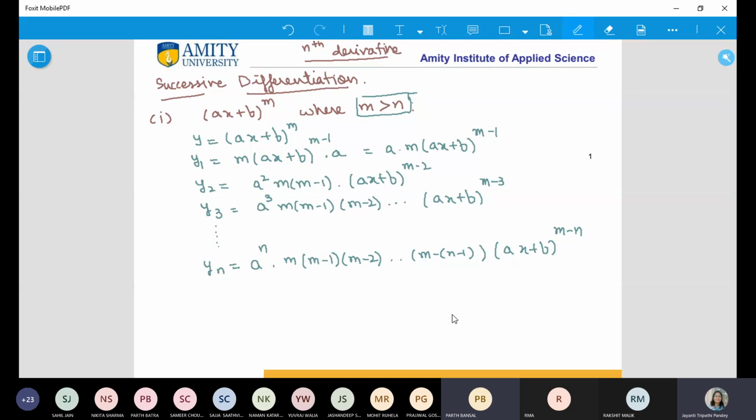Can we also write the series of m in the form of factorials? Yes, we can write it if we know that m is an integer. Otherwise we cannot. Okay. Till here, if it is okay, then I want to focus on the interpretations.